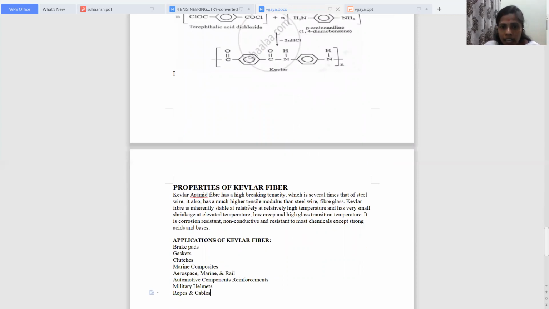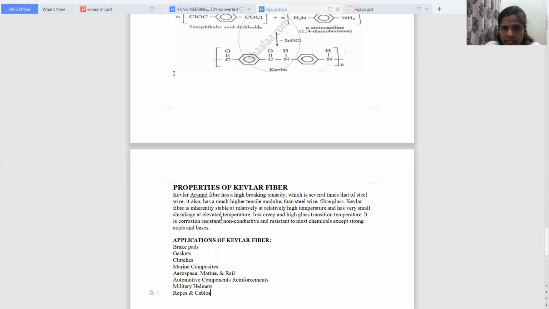Kevlar fiber has high breaking tenacity, which is several times that of steel wire. So what is the strength of the Kevlar? Kevlar is stronger than steel. It is several times stronger than steel. And it also has a much higher tensile modulus than steel wire and fiberglass.